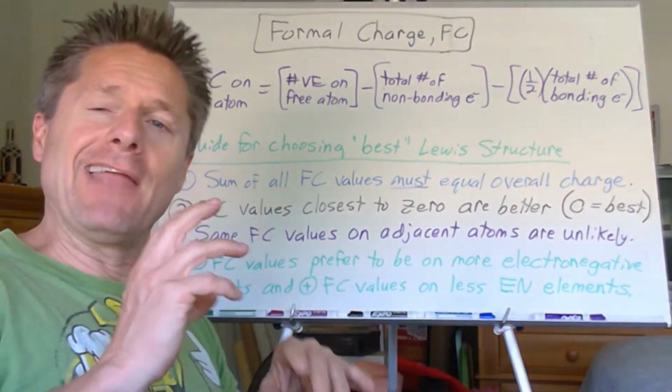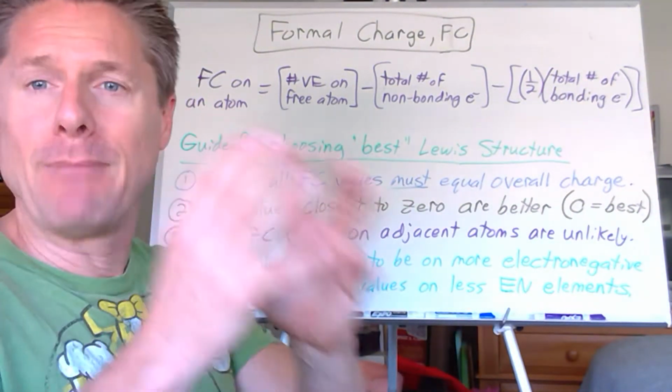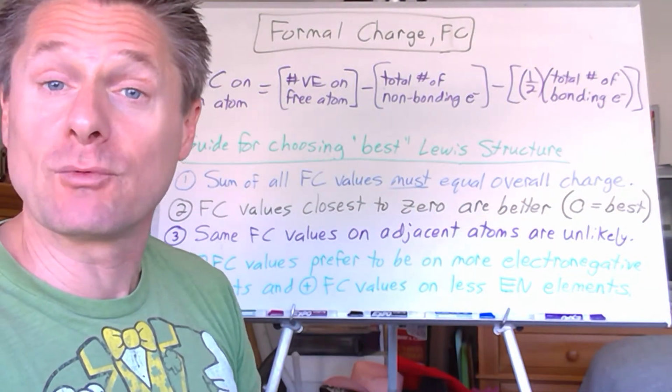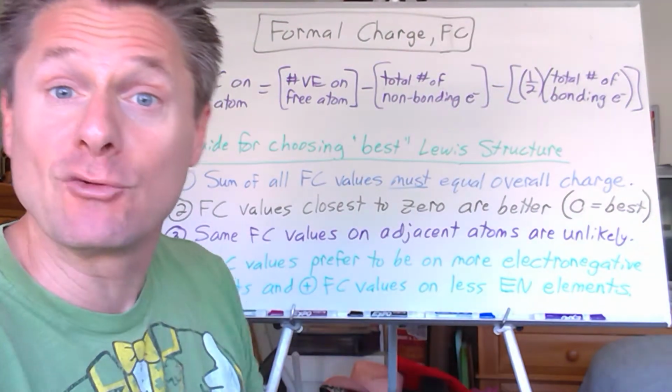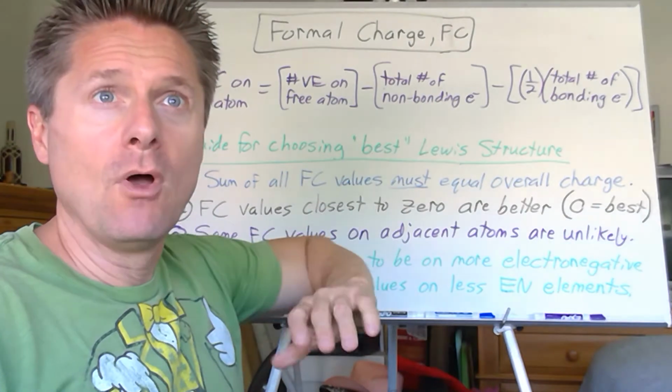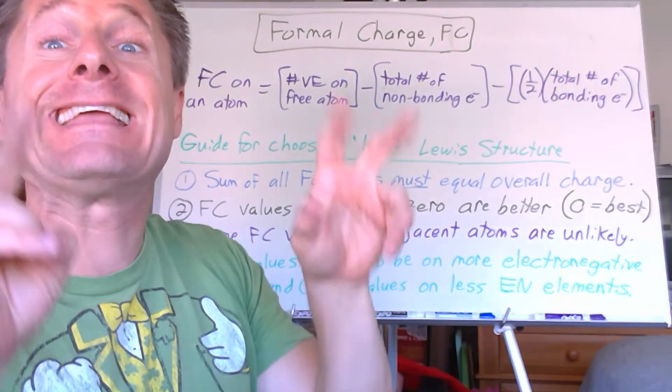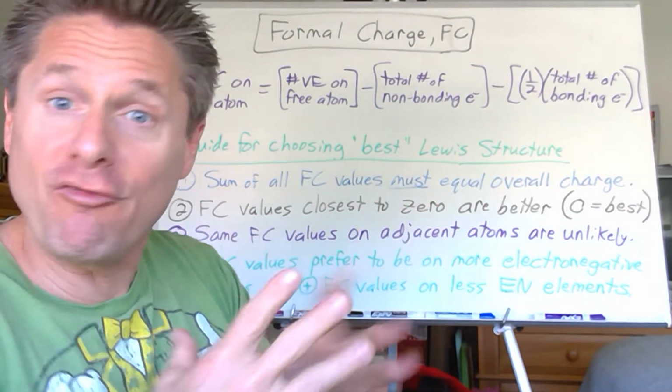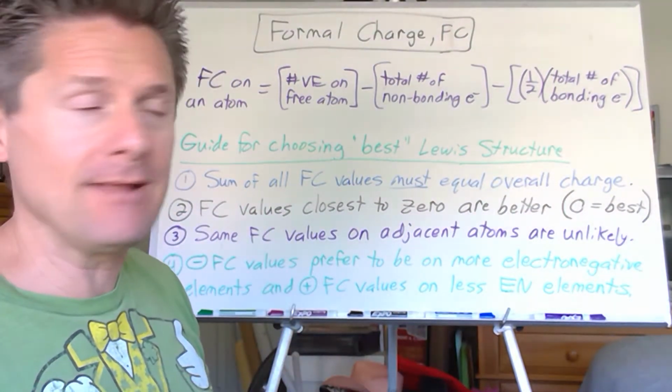So you just take, hey, if I had the free atom by itself, how many valence electrons would it have? There you go. Just that, equal to the group number. We're going to subtract from that all of the electrons it counts for itself, sort of, when it's sharing.